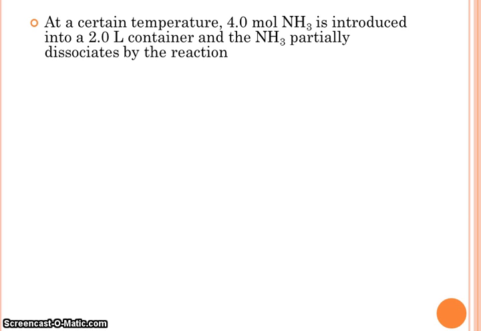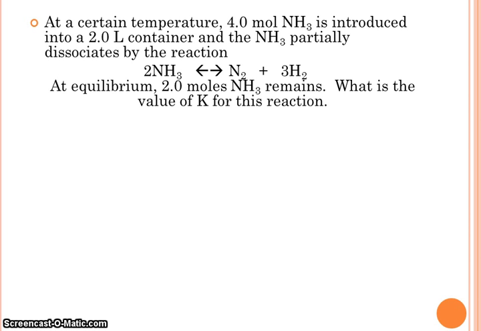Now let's look at another problem. Okay, here it says at a certain temperature 4.0 moles of ammonia is introduced in a 2.0 liter container, and the ammonia partially dissociates by the following equation. So we've got ammonia breaking down into nitrogen and hydrogen. It says at equilibrium, 2.0 moles of ammonia remains in that 2.0 liter container. Calculate the value for K.